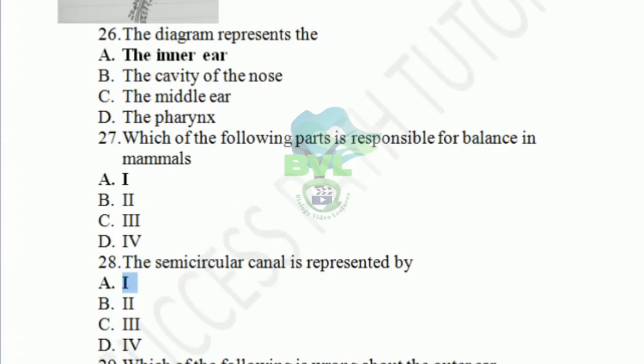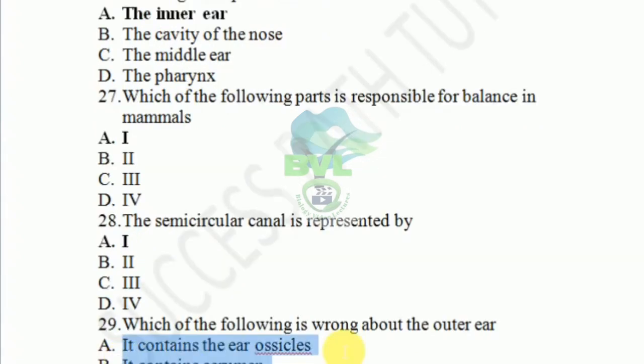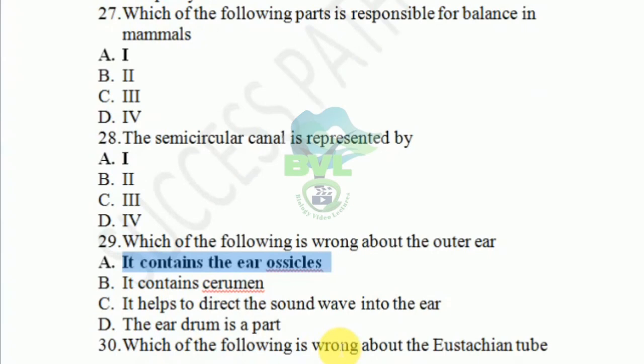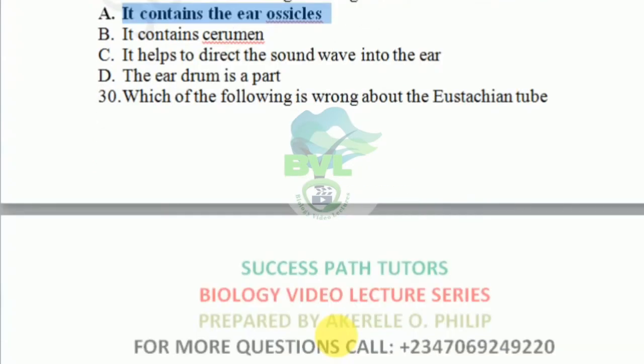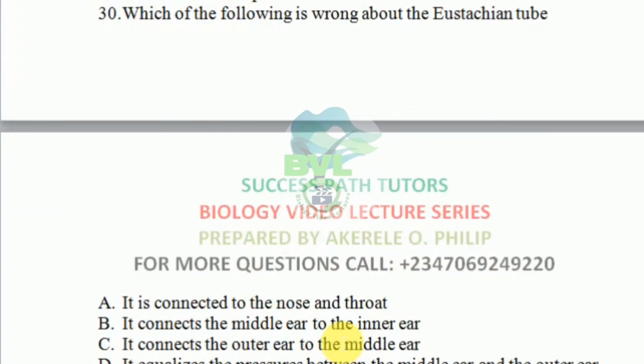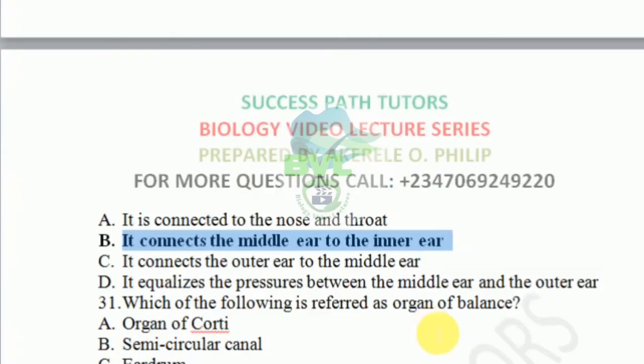Which of the following is wrong about the outer ear? It contains ear ossicles. No, the ear ossicles are found in the middle ear, aside from the round and oval window and the Eustachian tube. Which of the following is wrong about the Eustachian tube? I think this is a repeated question that you should pause the video and try to answer. It connects the middle ear to the inner ear. That is wrong. I hope you're able to get the right answer. Which of the following is referred to as the organ of balance? I believe you have taken note of that, which is your semicircular canal. That's repeated questions.